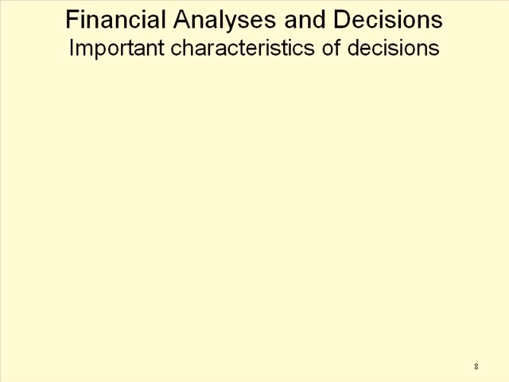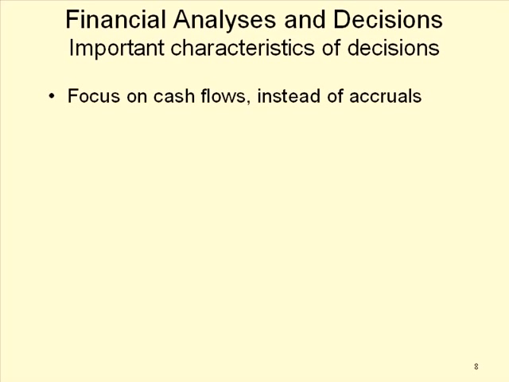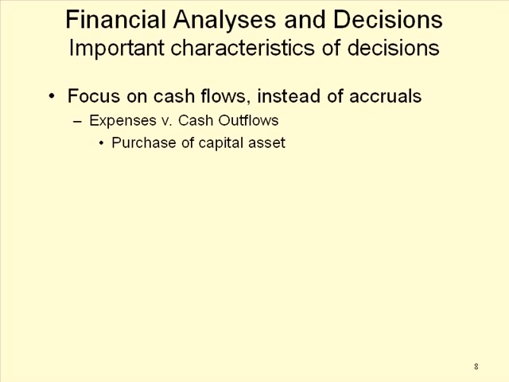These finance problems have important characteristics that determine how we approach the solution to these problems. First, in approaching these problems, we focus on cash flows instead of accruals. Now we're getting into some technical finance terms. To distinguish cash flows from accruals, let's first think about the difference between expenses and cash outflows. An example might be the firm purchases a capital asset, like a new piece of manufacturing equipment. That purchase is not reflected as an expense at the time of purchase. Rather, there's a significant cash outflow that will show up on the cash flow analysis that we're going to be doing, but no expenses recorded right as the asset is purchased.